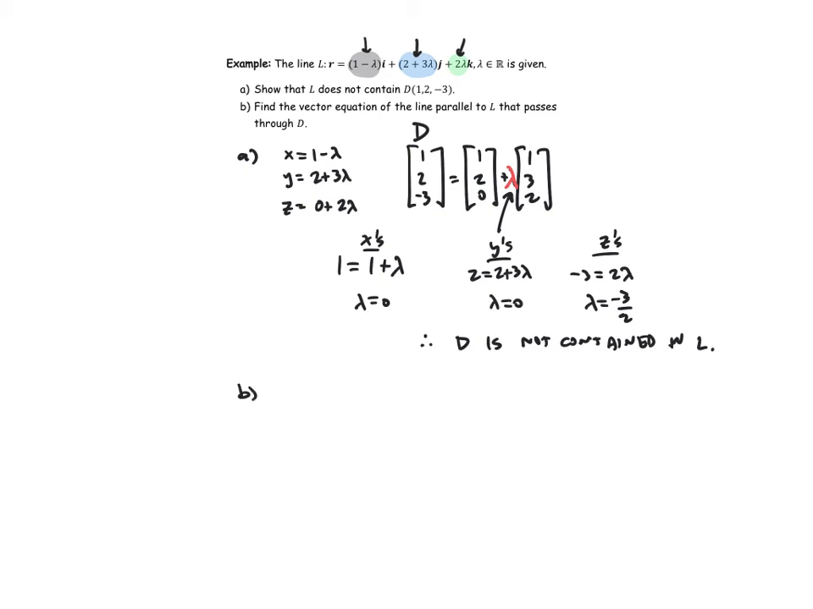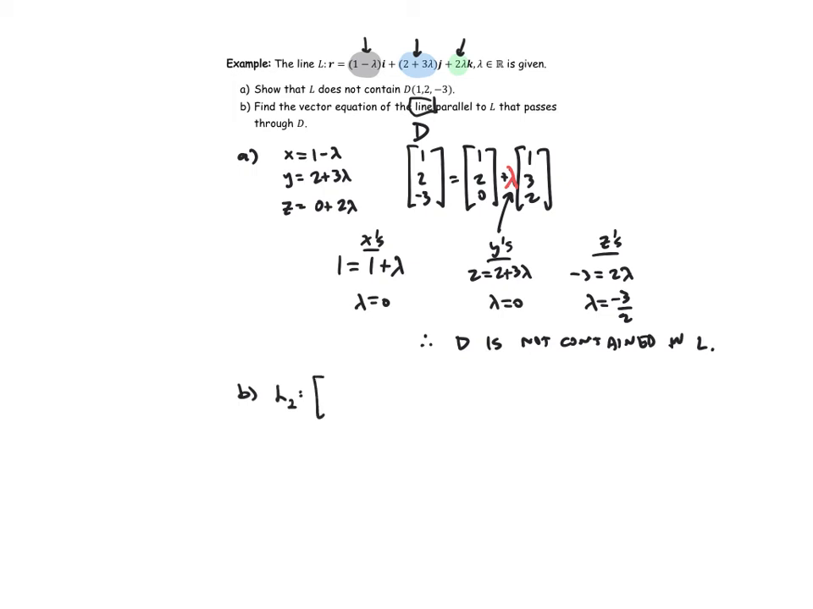Let's look at part B here. Find the vector equation of the line parallel to L that passes through D. Okay, so I'm going to call this line that's parallel to L, how about L2? Okay, L2.